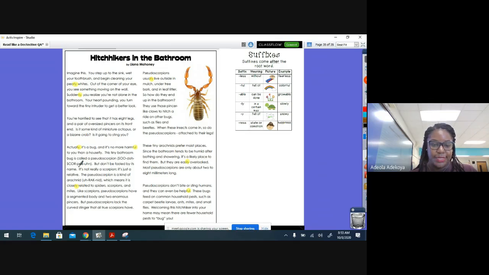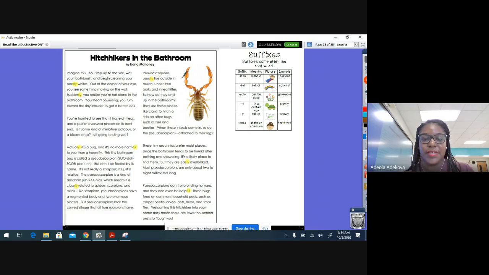But don't be fooled by its name. It's not really a scorpion. It's just a relative. A pseudoscorpion is a kind of arachnid. Arachnid. Which means it's closely related to spiders, scorpions, and mites. Like scorpions, pseudoscorpions have a segmented body and 2 enormous pincers. Pseudoscorpions lack the curved stinger that all true scorpions have.